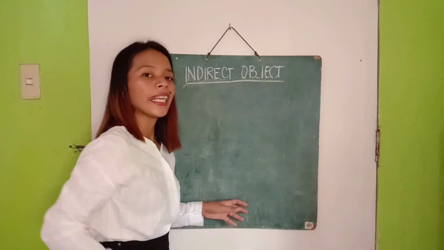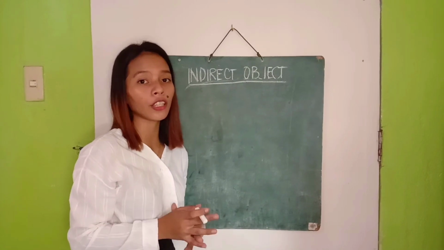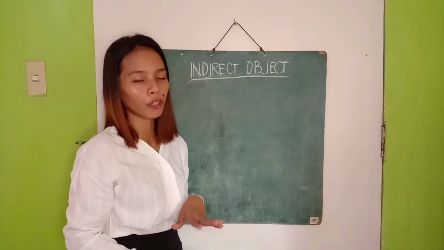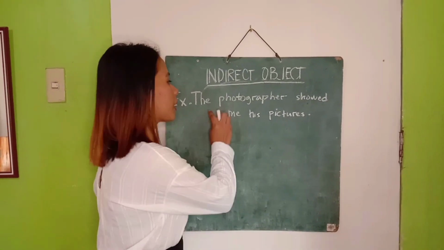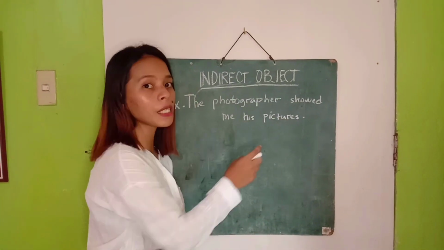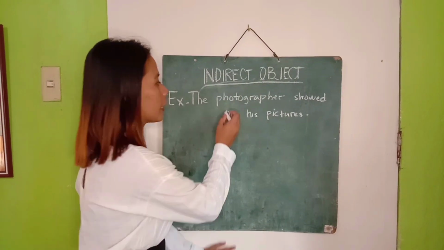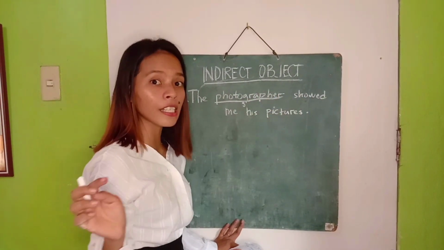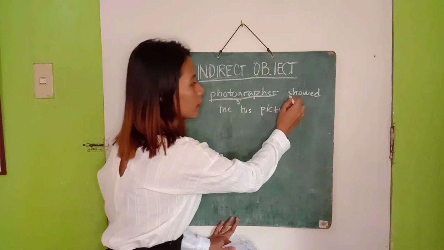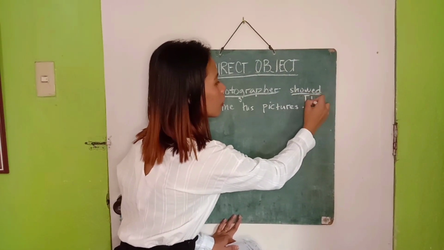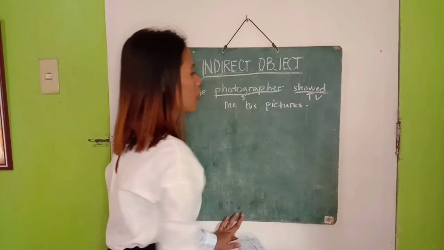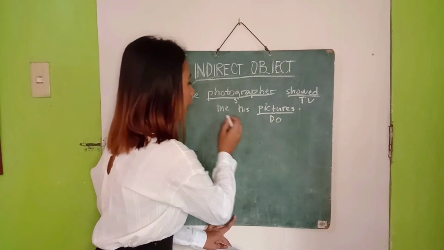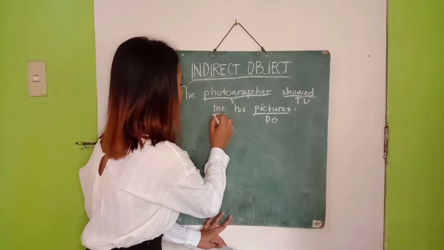Indirect object. An indirect object is a recipient of the direct object. It answers the question to whom and for whom. For example, the photographer showed me his pictures. Our subject here is the photographer. Showed is our transitive verb because there are objects. Pictures is the direct object. And me is the indirect object.